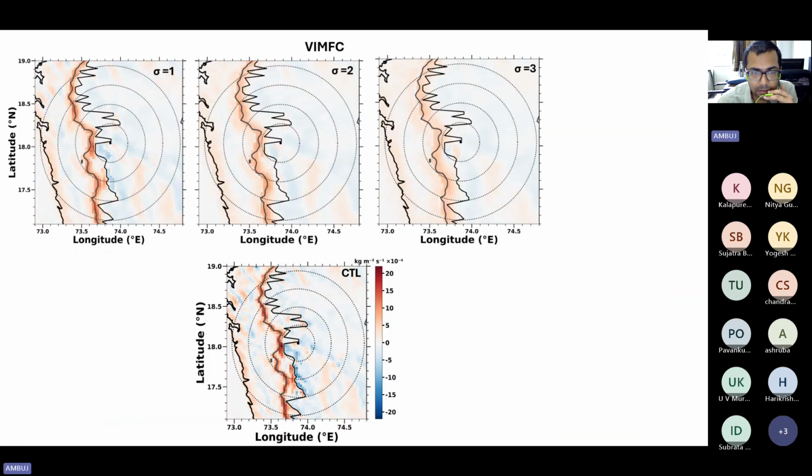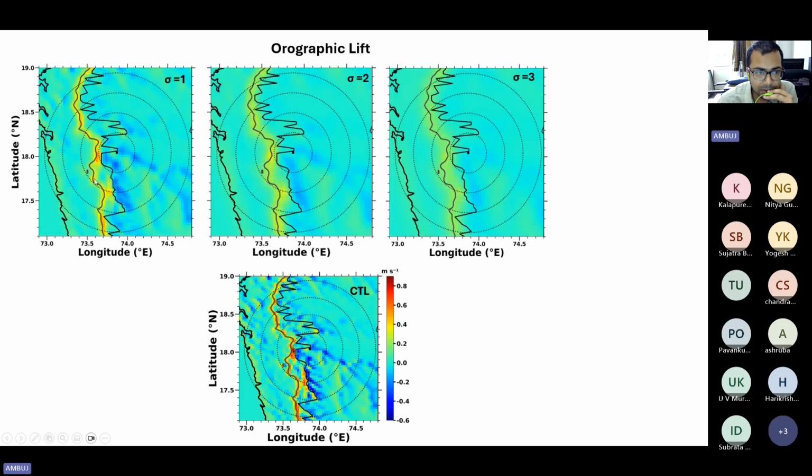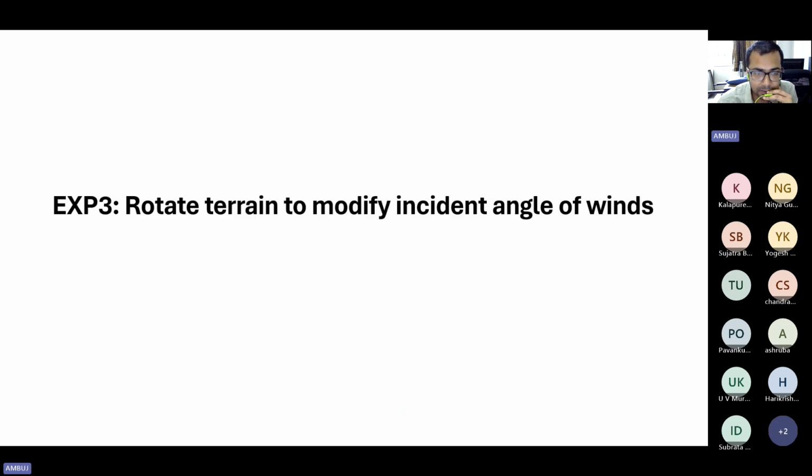The vertically integrated moisture convergence flux also gets weaker and weaker with respect to control. The orographic lift is also showing a decrease in values with respect to control. So this all indicates that when there is smoothing of terrain, the orographic lift decreases, due to which the rainfall is decreased.